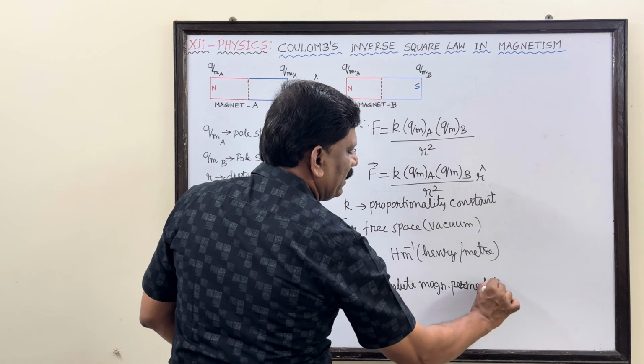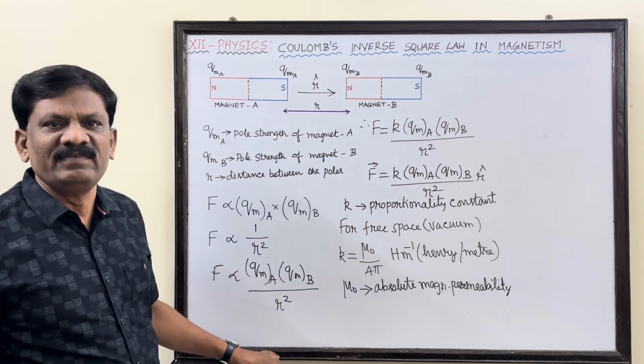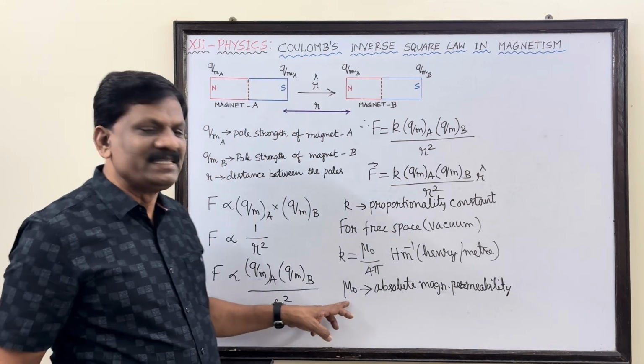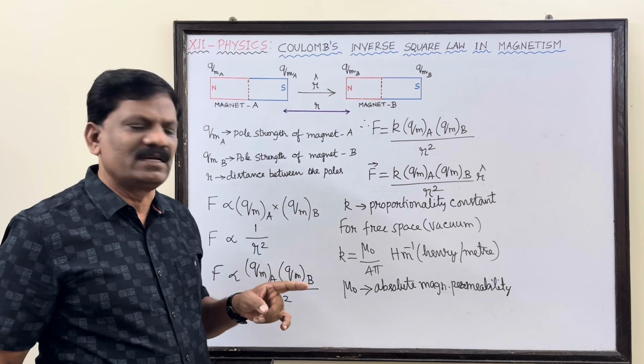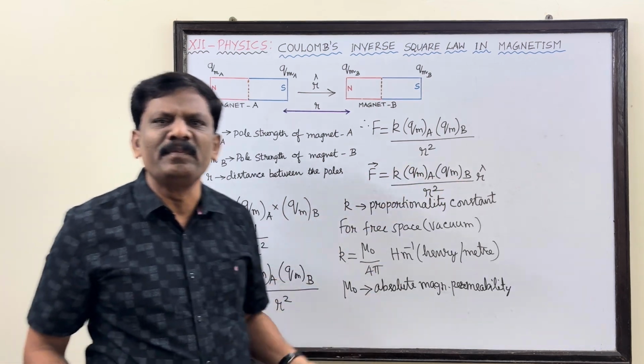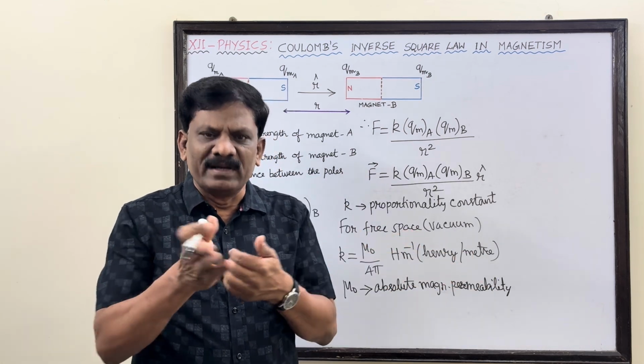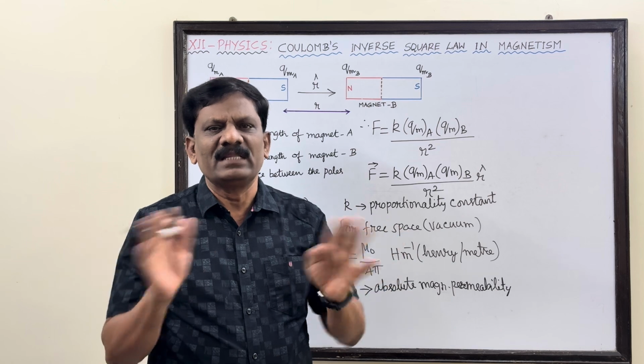In electric field and electrostatics we have studied permittivity, is it not? That is epsilon naught. We have studied epsilon naught is called electric permittivity. Like that, this is magnetic permeability. Permeability means it is the ability of the medium to permit the flow of magnetism between the two poles.